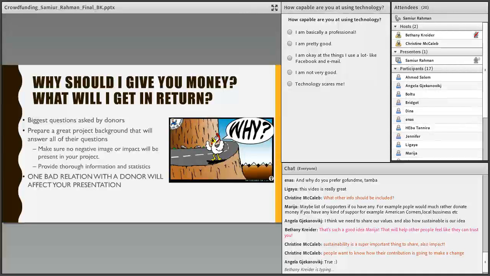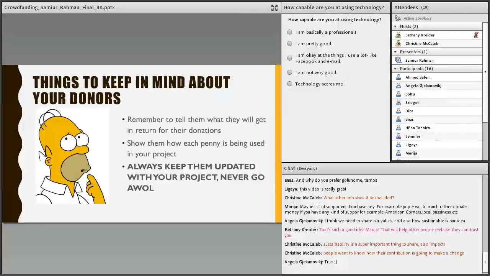So make sure, a donor is always going to ask you this, and remember, you will always have to answer it and never give wrong information. So after that, you have to keep in mind about your donors.